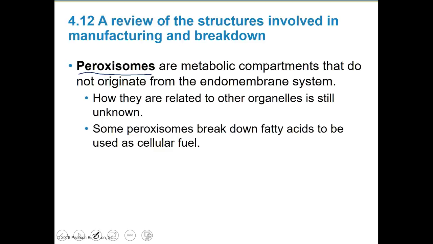Okay, what do you know about peroxisome? Nothing yet. All right, well, let's get there. So they're a metabolic compartment that does not originate from the endomembrane system. We don't actually know how they're related to other organelles. But hydrogen peroxide is kind of a naturally occurring thing that can help break things down. We have some other peroxides that naturally occur. Again, they can break down some fatty acids, which can be used as cellular fuel.